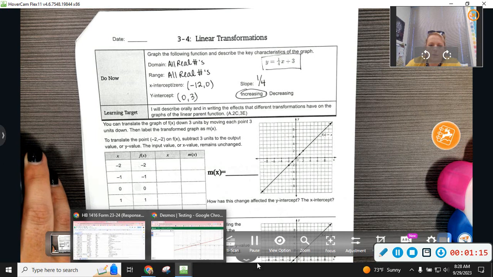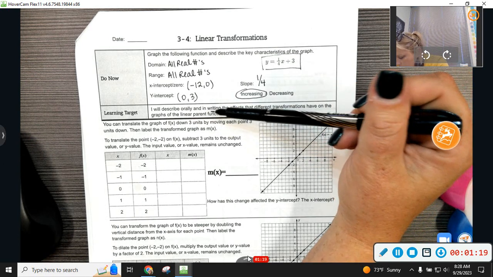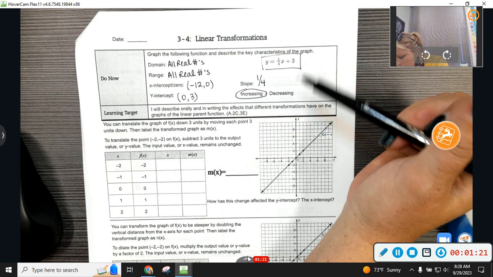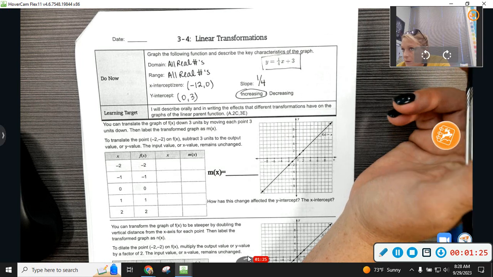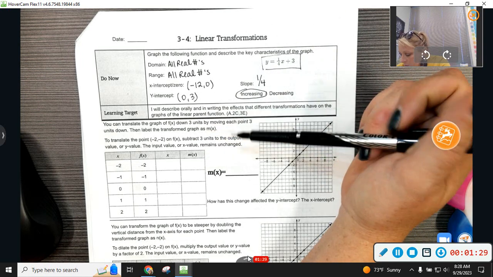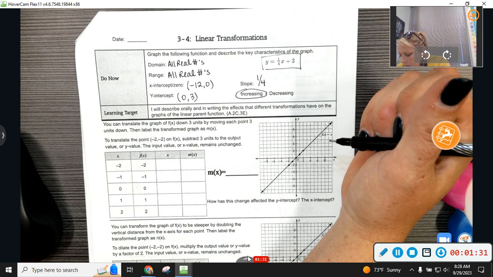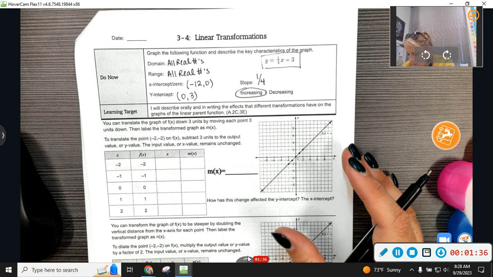Alright, so let's look at this graph right here. It says you can translate. Today we are going to describe orally and in writing the effects that different transformations have on the graphs of the linear parent function. So when I look at this, you can translate the graph of f of x down 3 units by moving each point 3 units down. Okay, then we're going to label the transformed graph as m of x.